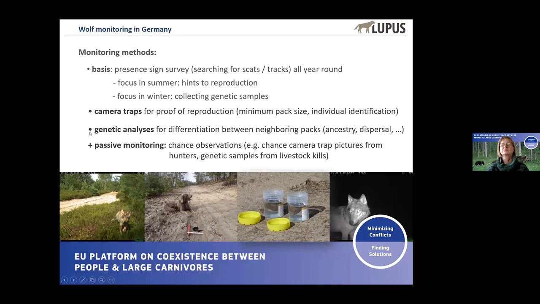And then, of course, passive incoming data are used as well. So chance observations, people who just have seen a wolf, or pictures from camera traps that, for instance, many hunters have out in the forest. We use genetics from dead wolves, from livestock kills, and so on and so on. And I will show you as an example how it works in one of the federal states. It's the same procedure in all federal states.